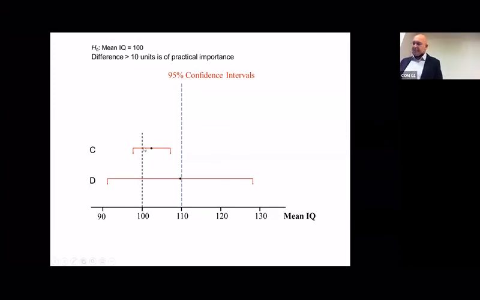Okay, what about this case D? So what we've got here is a mean that is very close to 110 and a massive confidence interval like this.